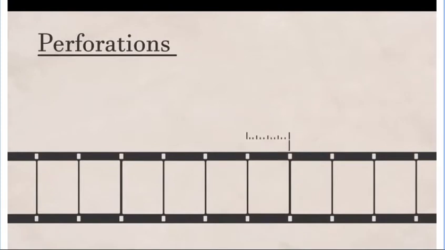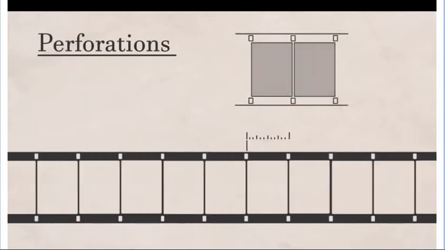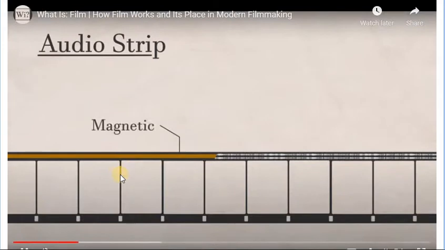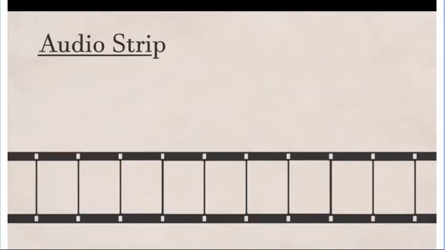They provide the camera a way to move the film around easily and accurately to keep an even spacing between images. Some film contains a strip for recording audio from the camera. This is either a magnetic strip or an optical waveform. It's worth noting, though, that when filming motion pictures, audio is recorded to a separate device.